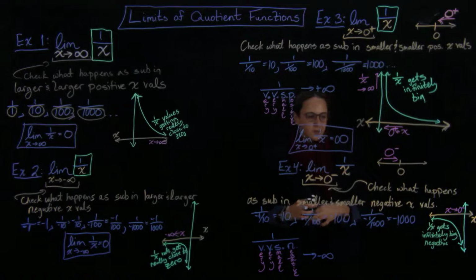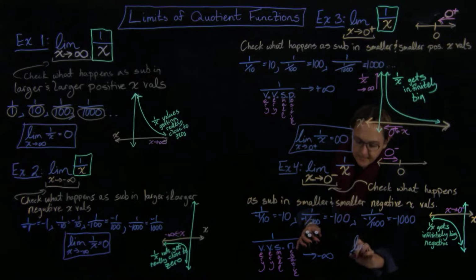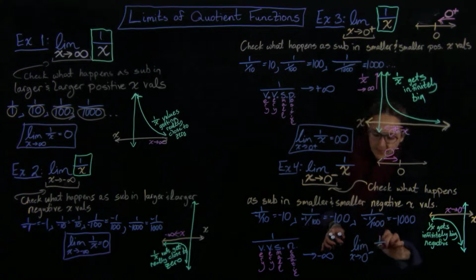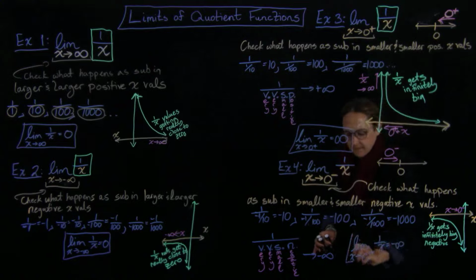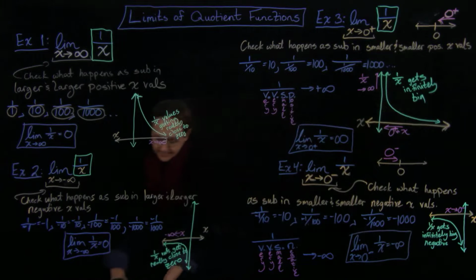Okay, so putting all that together, I'm going to get that the limit as x approaches 0 from the left-hand side of 1 over x is going to equal minus infinity. Okay, let's box this, and then we can recap everything we did, because a lot went on here.